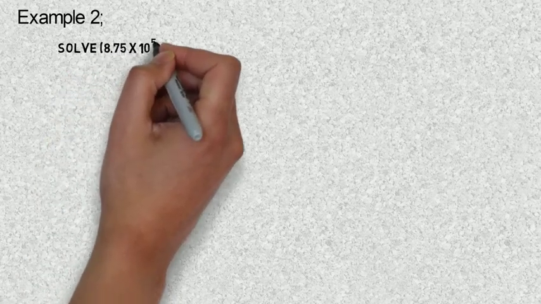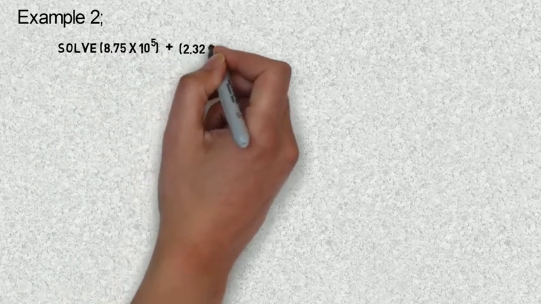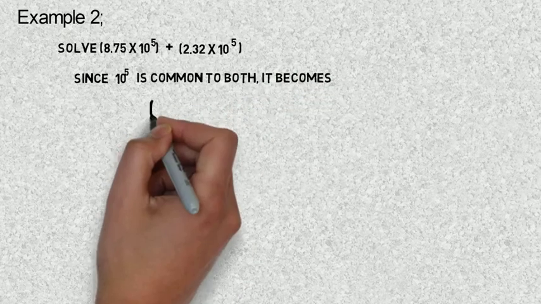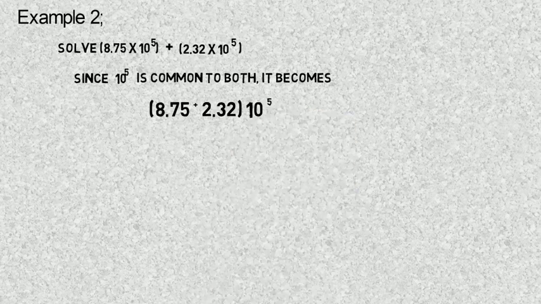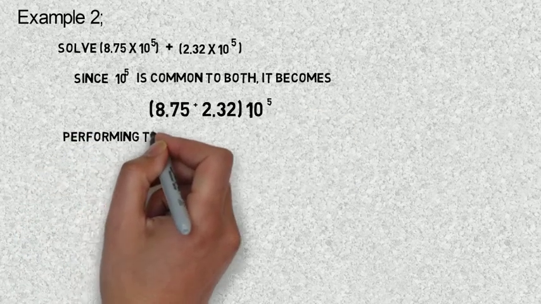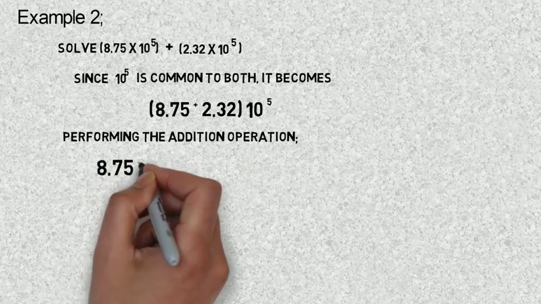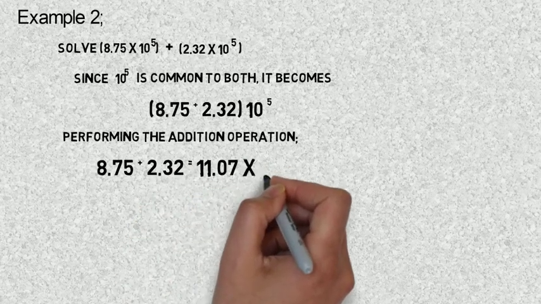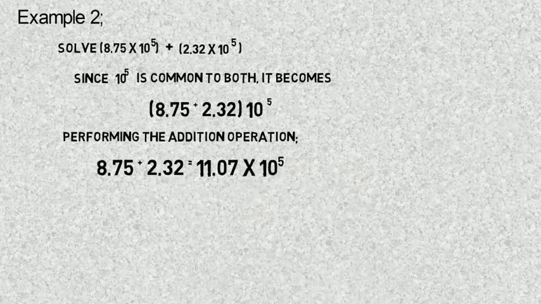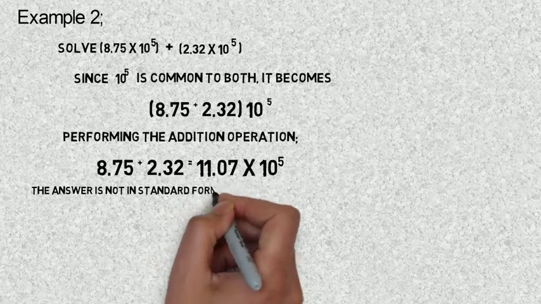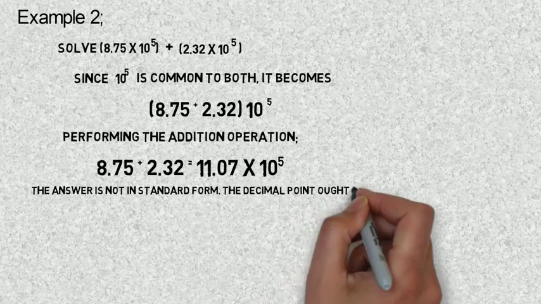Example 2. Solve 8.75 times 10 raised to power 5 plus 2.32 times 10 raised to power 5. In this type of question, since 10 raised to power 5 is common to both, it becomes 8.75 plus 2.32 times 10 raised to power 5. Performing the addition operation, we have the addition of 8.75 and 2.32 to be 11.07 times 10 raised to power 5.